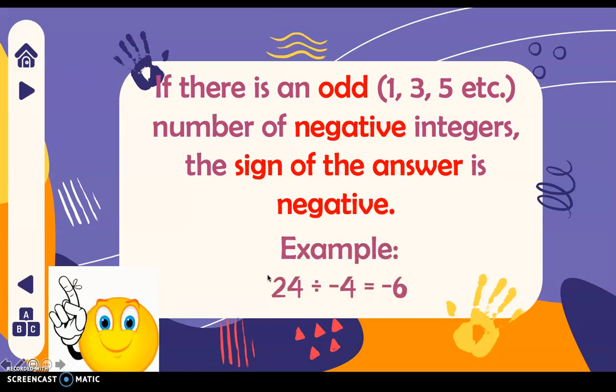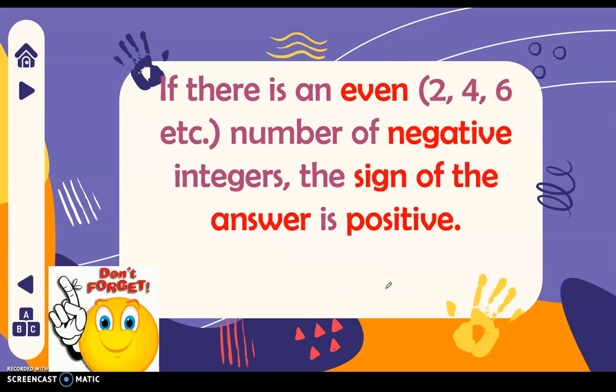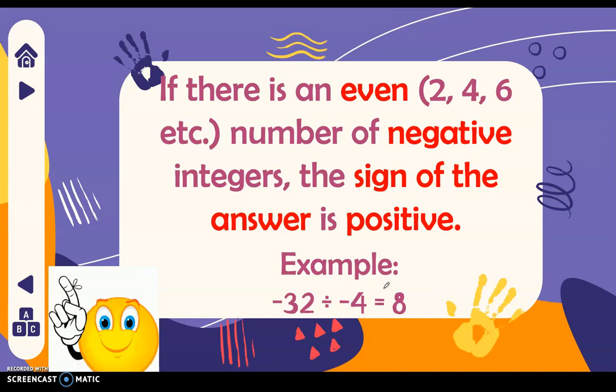So we have 24 divided by negative 4, it's negative 6, since there's only one negative number and it's an odd number of negative integers. And if there is an even number of negative integers, the sign of the answer is positive. So we have here negative 32 divided by negative 4, the answer is positive 8, since there are two negative integers and it's an even number of negatives. So basically, in multiplying and dividing integers, they have the same rules.